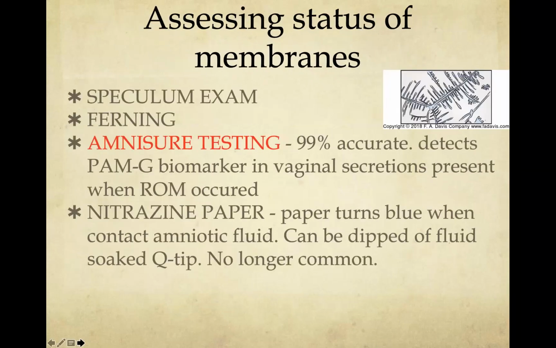The most accurate way to assess if the membranes have ruptured is using a diagnostic tool called AmniSure. It's 99% accurate, and it detects the PAMG biomarker in vaginal secretions, present when the rupture of membranes has occurred.